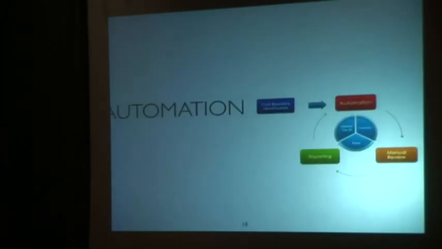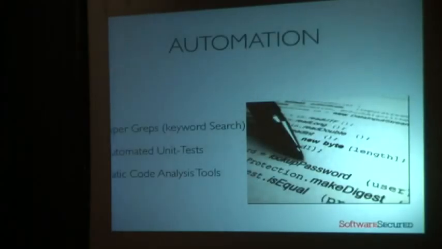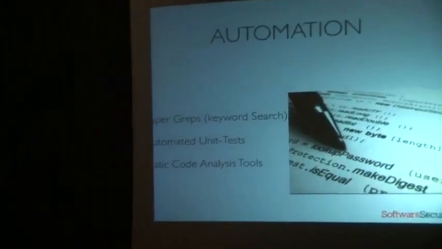Next, automation. So the first step is trust boundary identification. The second step is automation, and automation comes in many flavors. For example, the super greps, which is basically looking for problematic keywords, like out.print, request.getParameter, or SQL adapter. All these keywords tell you that there is something you need to look at at this point. Automated unit tests might become a little bit overwhelming to write, especially if you don't know what you're looking for.